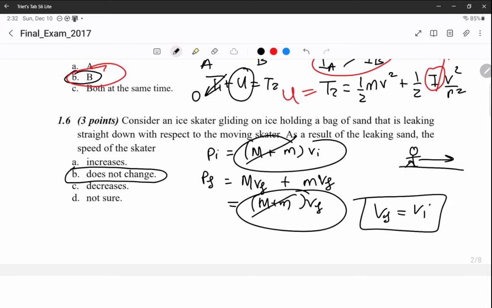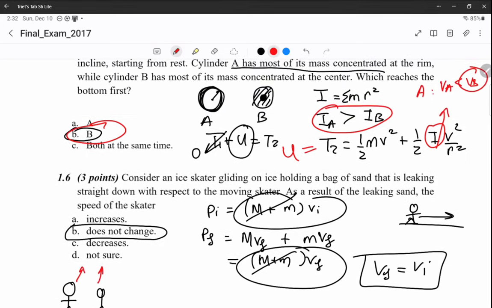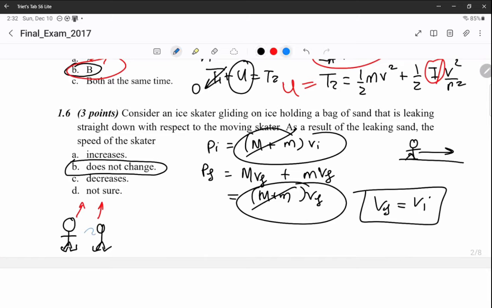Another way you can think about this is, let's say you have two people skiing in the same direction, and they are holding hands in the middle. Now, this person is going to be like the skater and the leaked sand, right? And then at some point, if you release the hand, the question is, is this person going to move faster? Intuitively, he's not going to move faster, right? If you're moving together with someone else and holding hands, and then you release your hand, you're not going to move faster. And so that's the intuition of this problem.